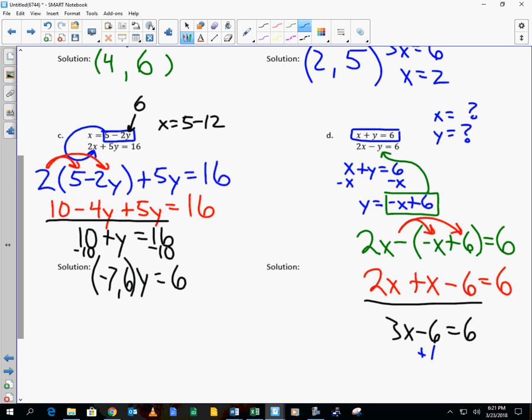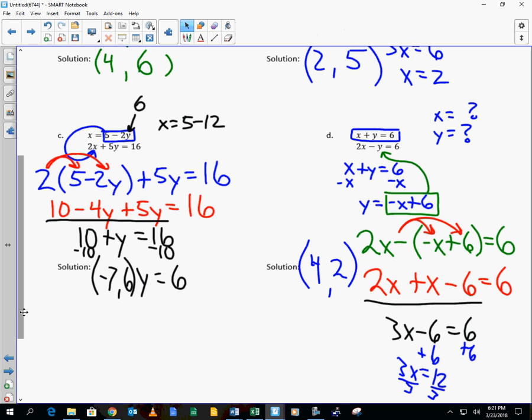Add the 6 to both sides. 3x is equal to 12. Divide by 3, and x is 4. Well, if x is 4, I can simply take that 4 and plug it back in and get a y value of 2.